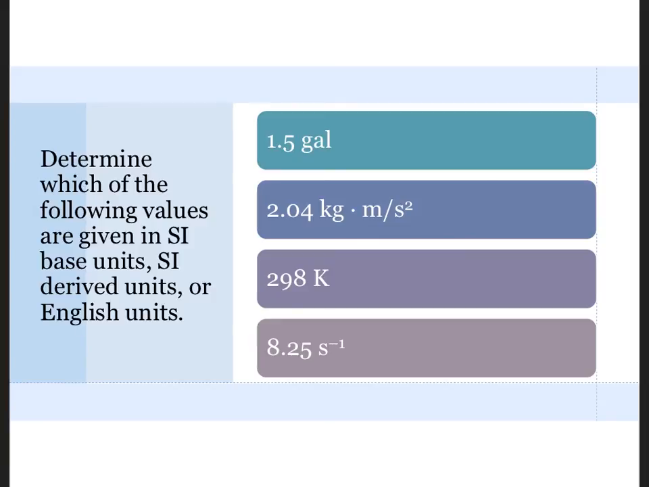Determine which of the following values are given in SI base units, SI derived units, or English units. 1.5 gallons, 2.04 kilograms meters per second squared, 298 Kelvin, 8.25 reciprocal seconds.